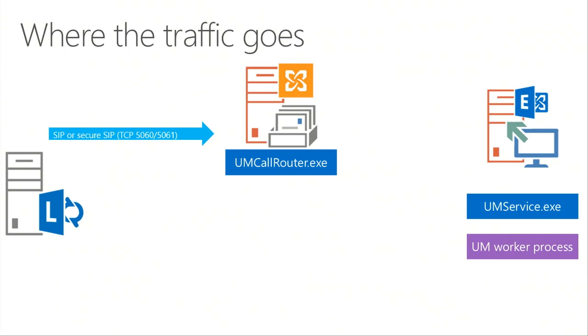So Alice's call arrives at Lync, and Lync decides that Bob is not answering or is busy or for whatever reason is in need of a voicemail. So Lync is going to send an invite to the call router.